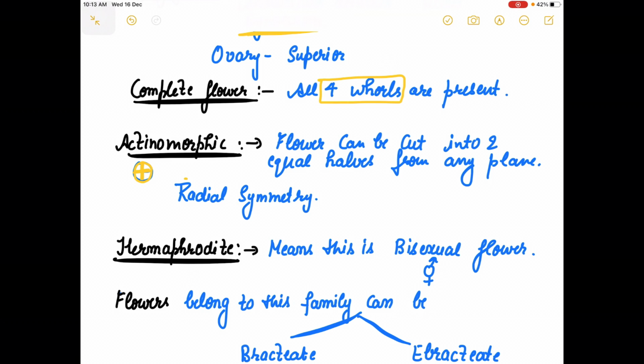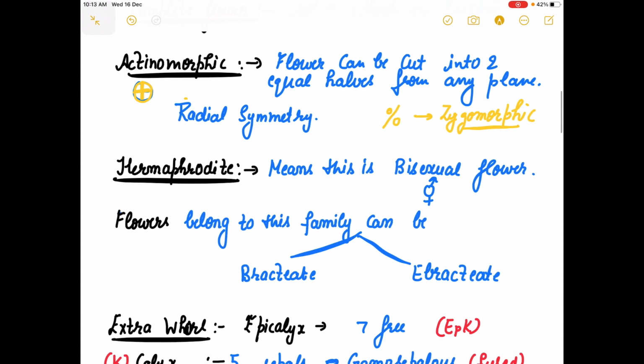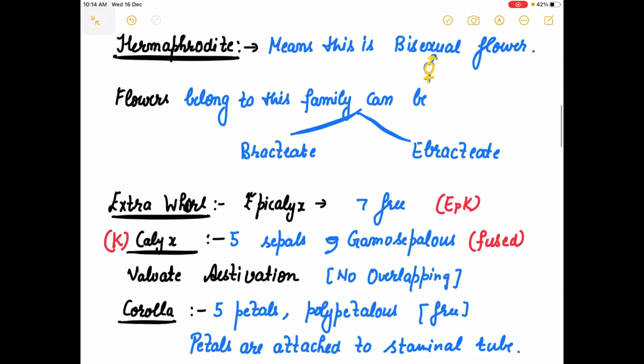And this sign we will use if our flower is zygomorphic. Then we said our flower is bisexual. So which kind of sign will we use? Both male and female. Now the flower belongs to this category.